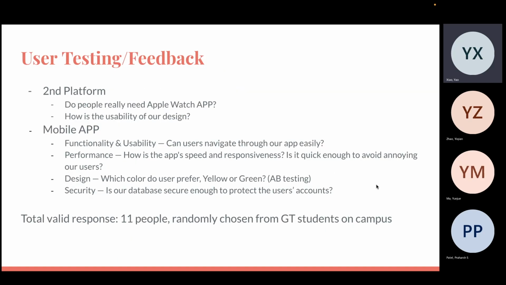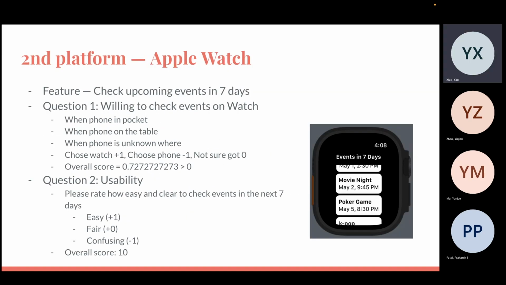For the second platform, let me first briefly introduce the feature. It's very easy. When you want to check the upcoming events in the next 7 days, you just open your Apple Watch and scroll down. There are a lot of cards, and each card is for one event. It's like a to-do list, not a notification.